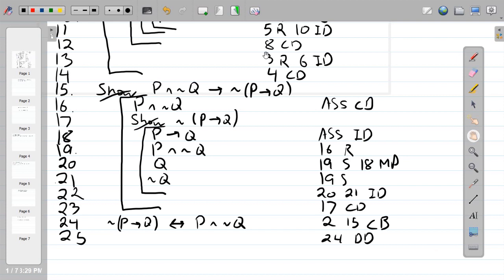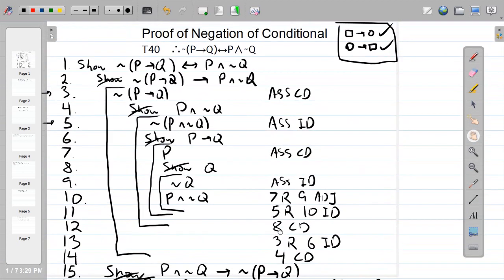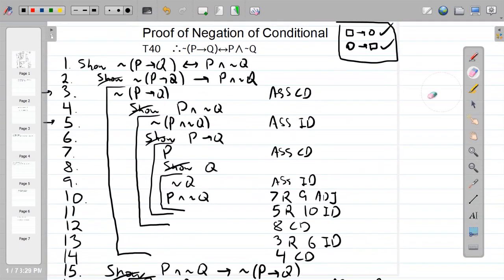Okay. Let me show you this proof with the derived rule, if we were allowed. So imagine instead of trying to prove this rule, imagine we just had the rule negation of conditional. Let me show you what that would look like.